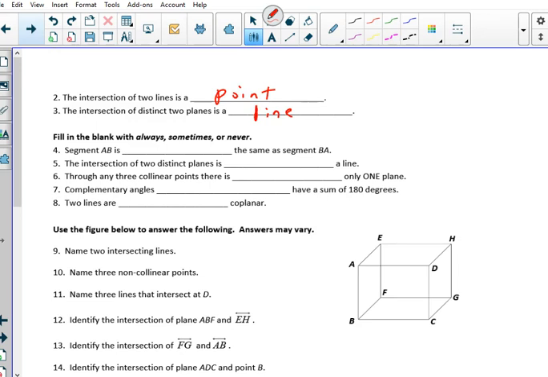Okay, always, sometimes, never. Segment AB is always the same as BA. The order in which you name it does not matter. If I said AB was 6 inches, 6 feet, 6 miles, BA is also the same. The intersection of two distinct planes is always a line.